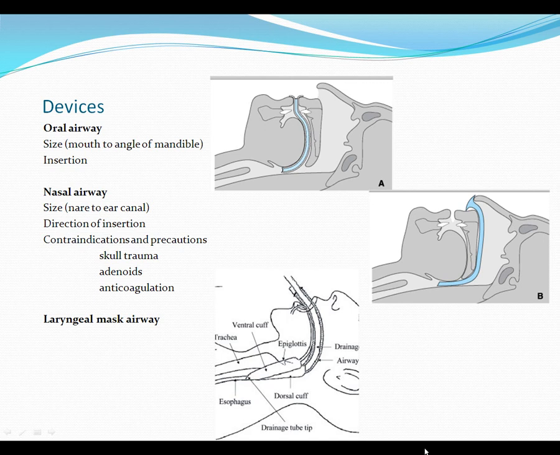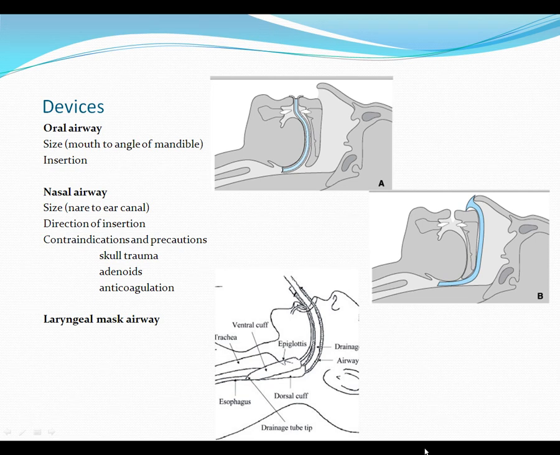And then there's two recommended ways of inserting. You can insert it upside down, start inserting, and then flip it, or you can use the tongue depressor method, just insert straight. Nasal airways. So here's from the nose to the ear canal. That's sort of a way to estimate what size nasal airway you need.